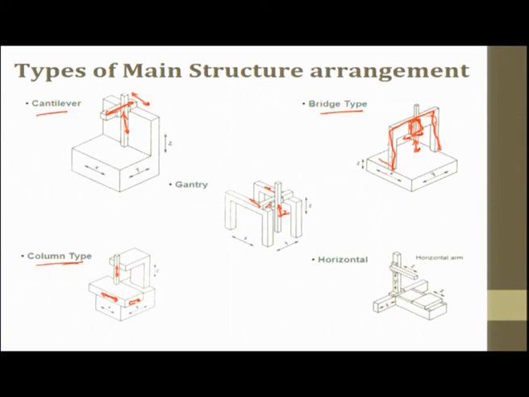Horizontal arm machine. In the horizontal arm machine, this is for X movement in this direction; this should be Z, in the top and down direction, and this should be Y, in this direction.